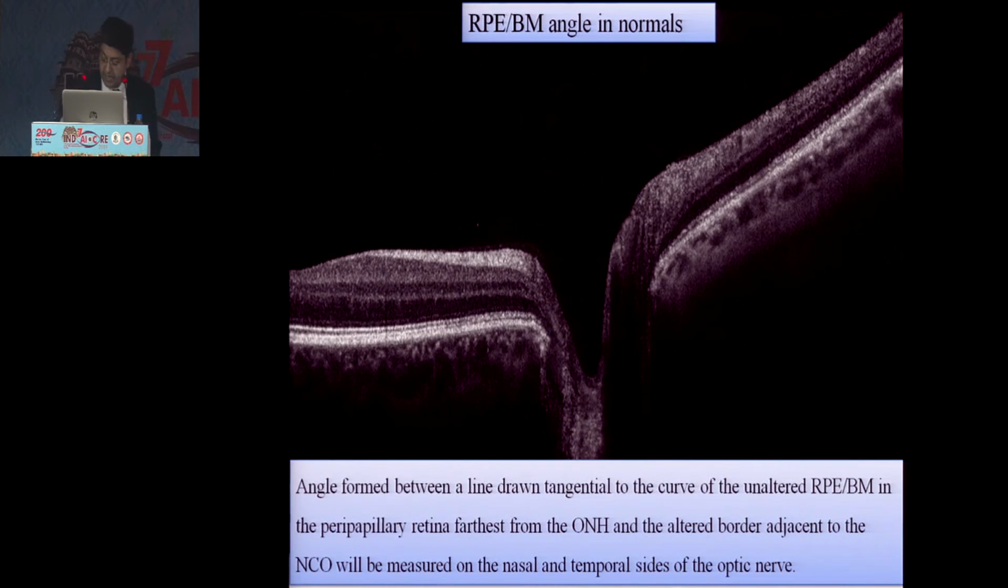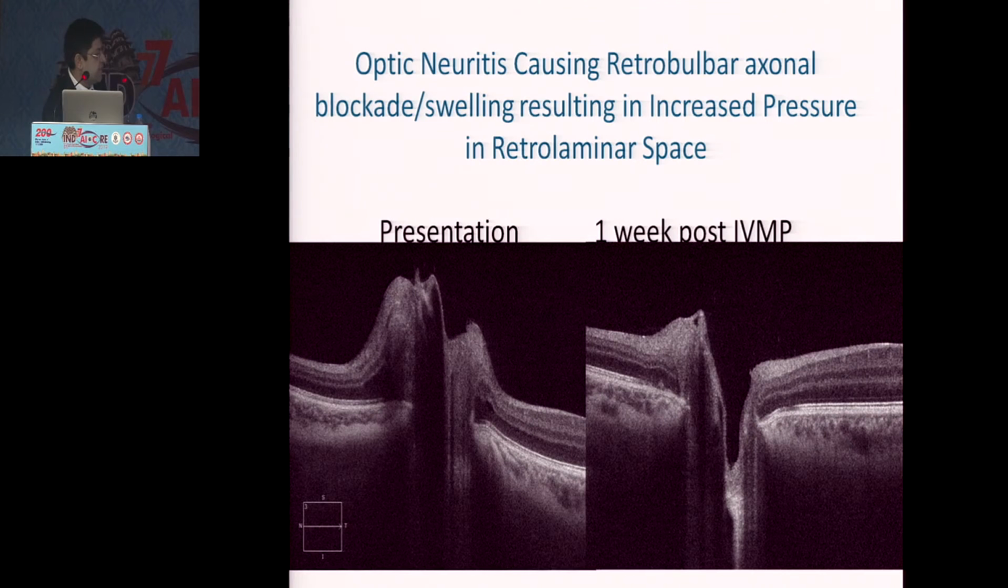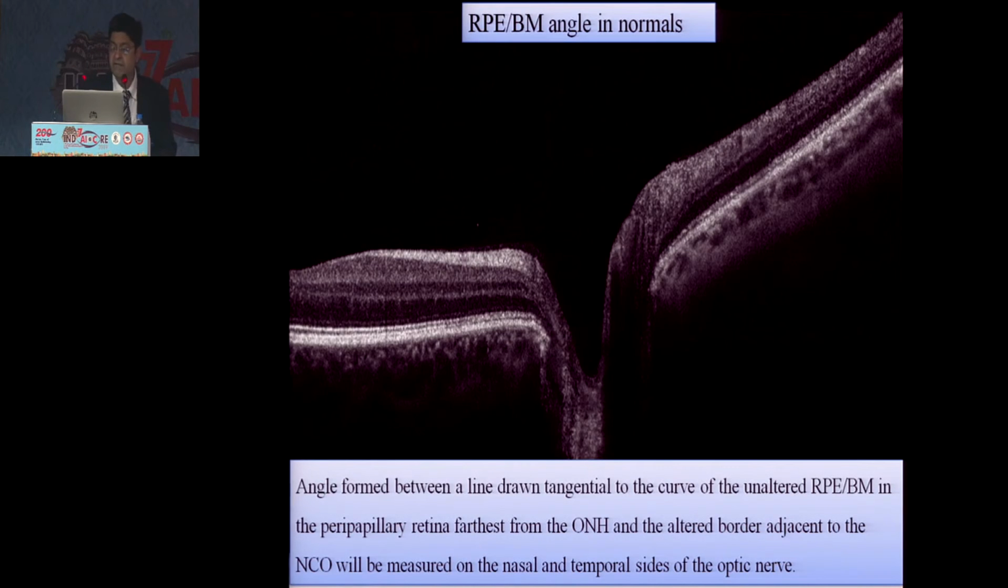This was in papillitis. So some amount of edema is there in papillitis, but you see it's not going very far. It's not a Y, it's more like a V here. So these are the different things. The other thing that we are now recently doing is the angle formed between the RPE basement membrane in the peripapillary retina and that which is far away.